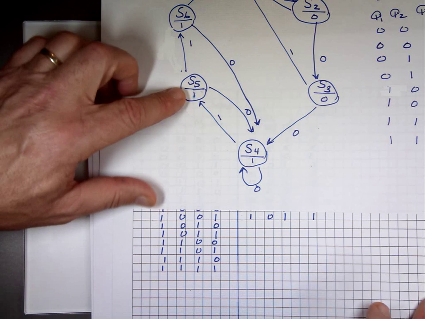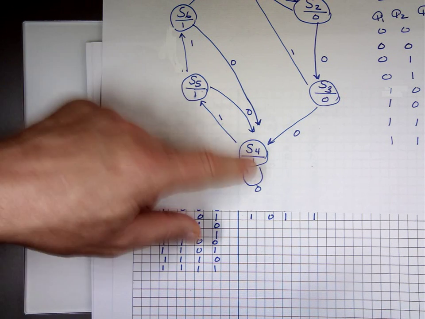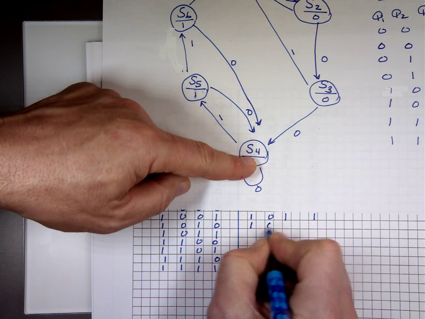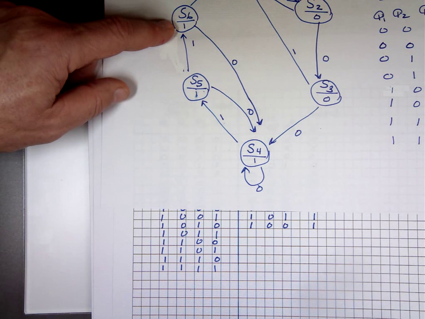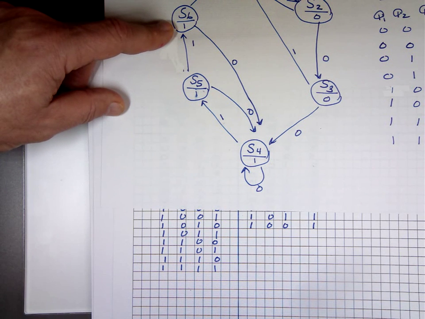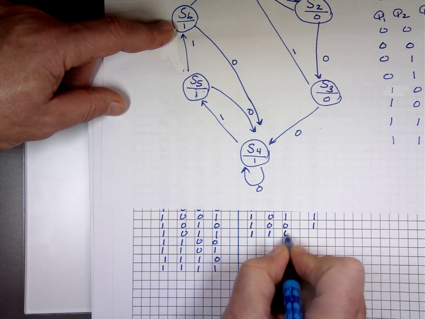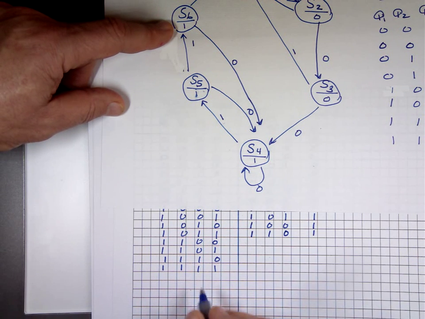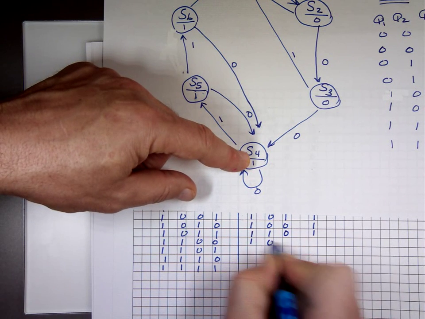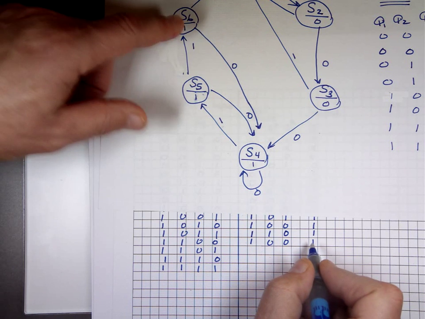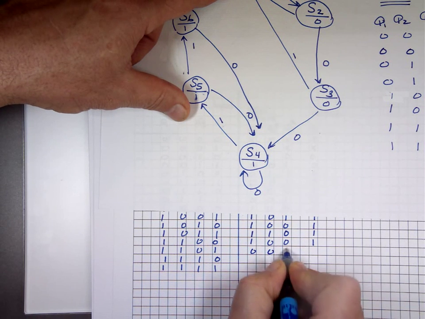Next one, you are state 5, right here. You put a 0, you go to state 4. And you get a 1 for output. You put a 1, you go to state 6, and you get 1 for an output. 6 is what? 1, 1, 0, and you get a 1. If you are state 6, you put a 0, you go to 4, and your output is 1. If you put a 1, you go to state 1, and your output is 0.